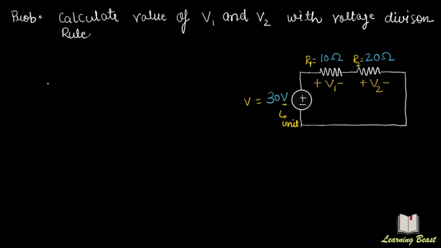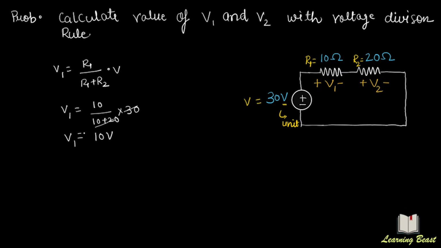First, we will write the formula: V1 is equal to R1 divided by R1 plus R2 into V. It means that V1 will be equal to the value of R1, which is 10 here, divided by 10 plus 20, into the supply voltage, that is 30. So this will cancel out, so it is equal to 10 volt. So the value of V1 is 10 volt.